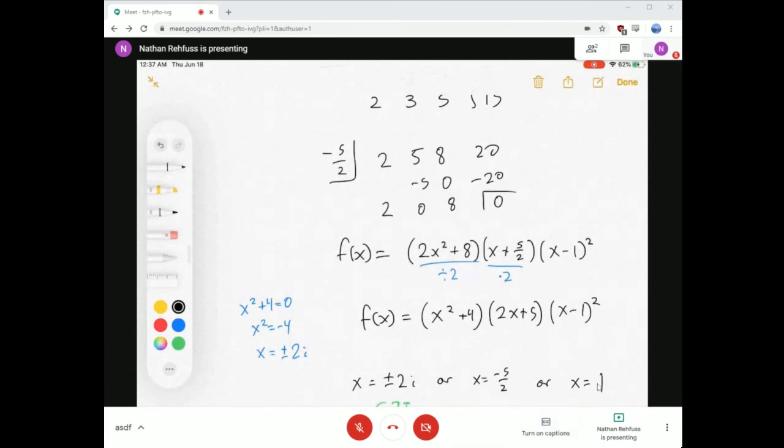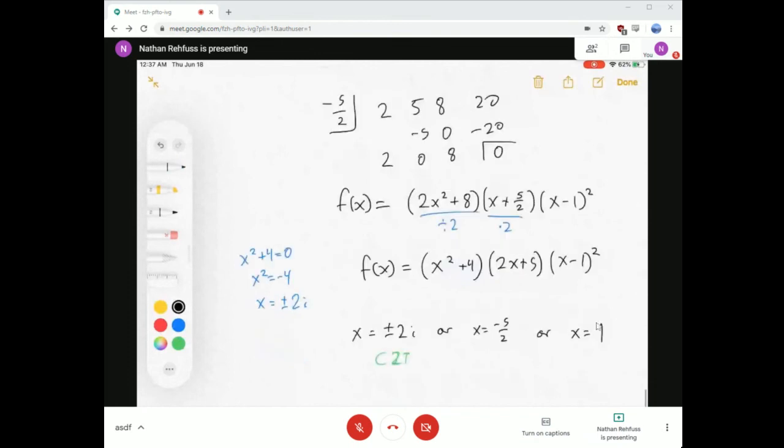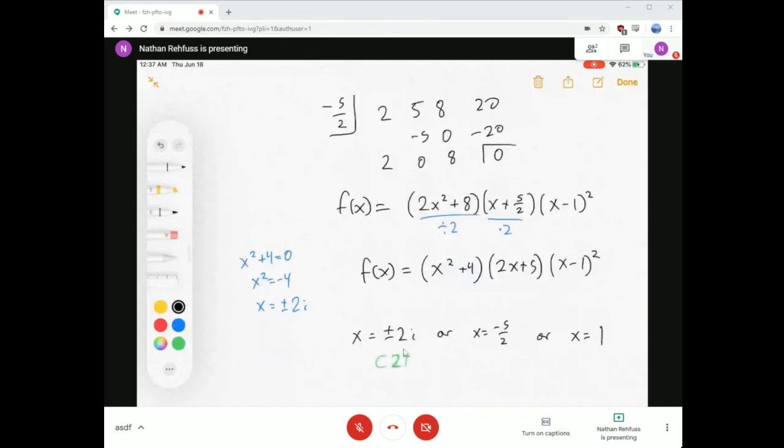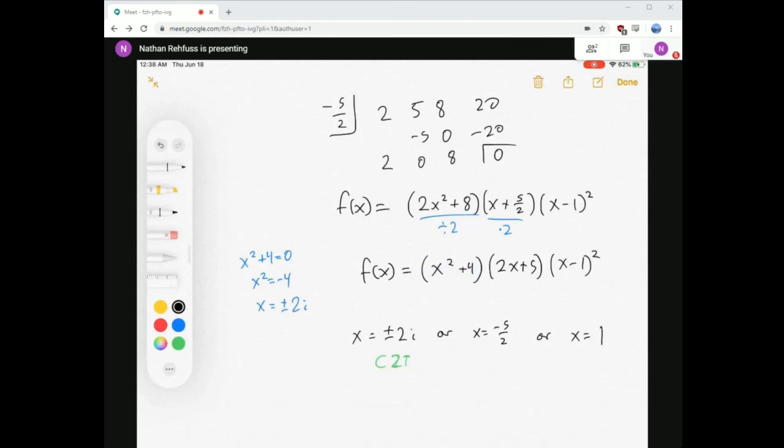We ended up with 2 positive roots, and it was a 1 with multiplicity 2. And then the other 2 roots had to be complex numbers, and here they are. We did it, folks. That is all there is. That's the end of the unit.